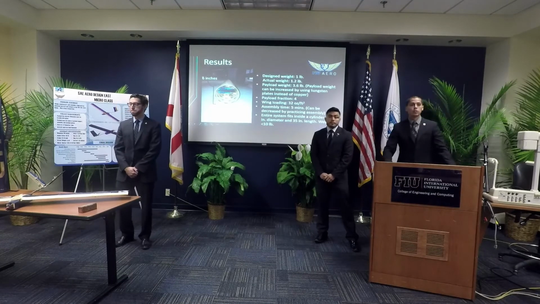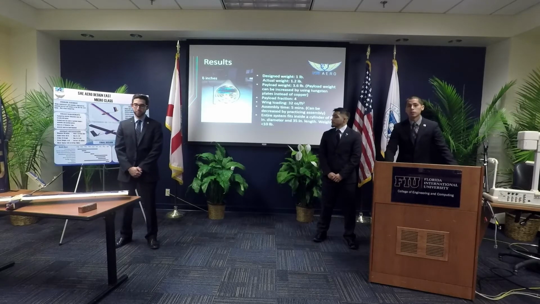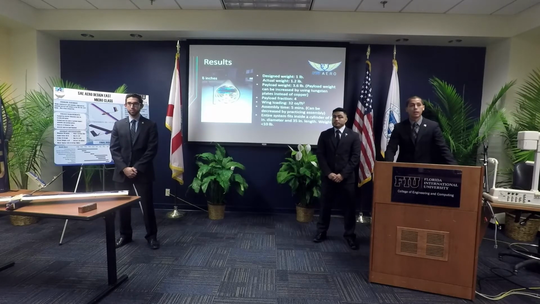So the result. We had originally designed this airplane to be around 1 pound. The actual weight is 1.2 pounds. For the payload weight, we ended up using copper plates. In our first initial design, we wanted to use tungsten plates, because tungsten is a very dense product. But tungsten is also incredibly expensive and very hard to machine. Still, the payload weight was around 3.6. Because of this, we achieved a payload fraction of 4, which is our target payload fraction.